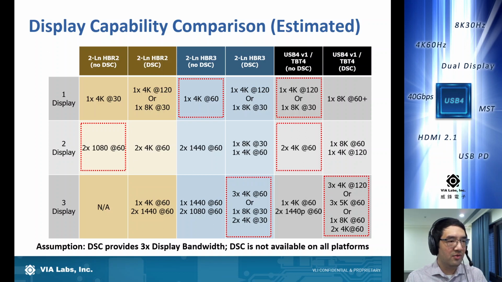Just a note, for the DSC figures, we're making an assumption. We're assuming that DSC can provide us with 3 times the display bandwidth, but the amount of compression DSC provides is a bit variable. Also, DSC is not available on every platform, and on some platforms they turn it off completely. So you can't necessarily rely on DSC.